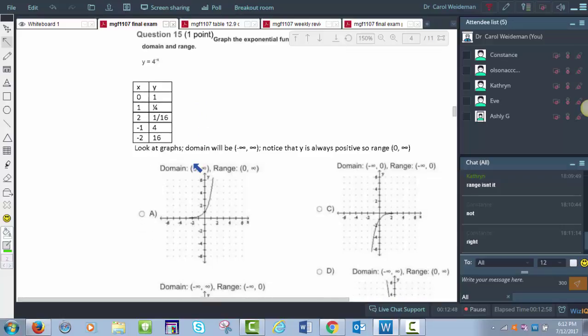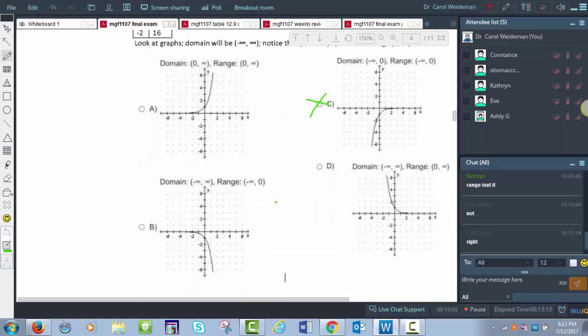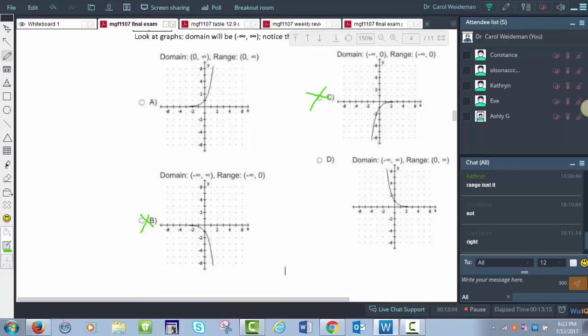Okay, so let's take a look at what we've got here. So we've got 0, 1. So when x is 0, it should cross right here, which this one does. So this is a possibility. This one's not. So again, process of elimination, you can probably throw out several answers. You can throw out this one. All right, so we're left with 2 here because both of these graphs are crossing the y-axis at 0, 1.